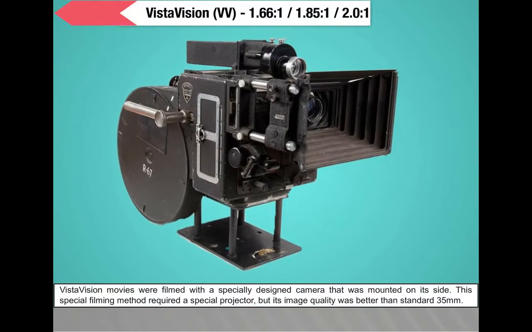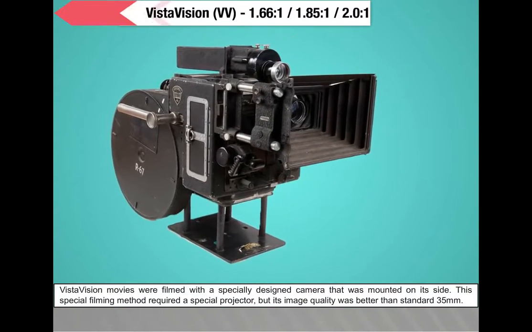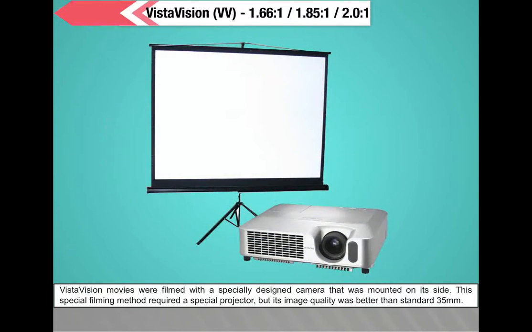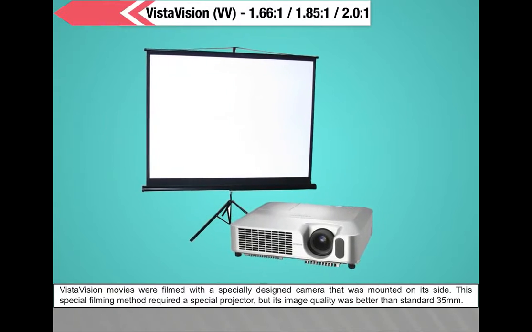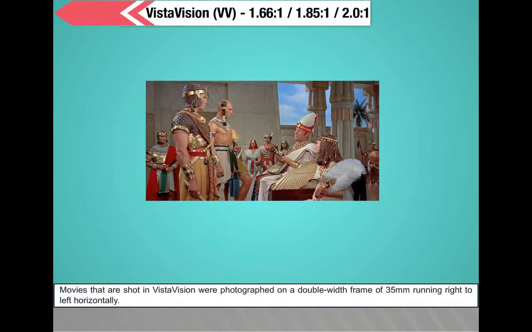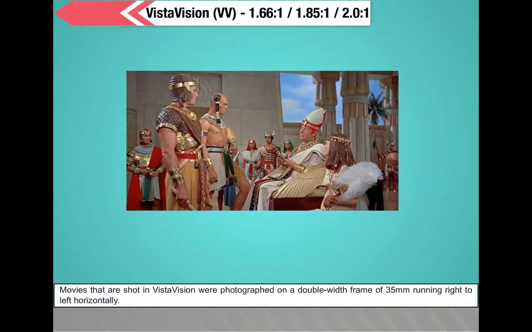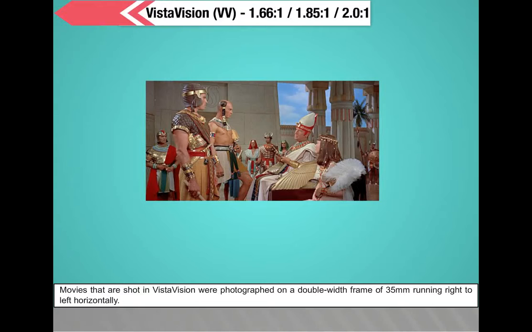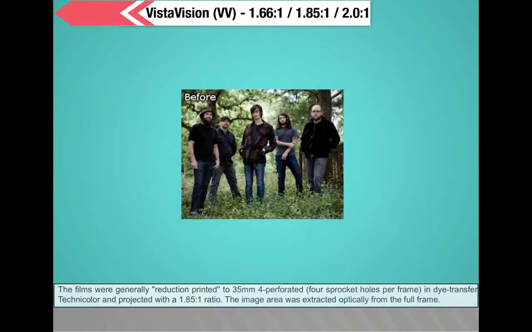VistaVision movies were filmed with a specially designed camera that was mounted on its side. This special filming method required a special projector, but its image quality was better than standard 35mm. Movies that are shot in VistaVision were photographed on a double-width frame of 35mm running right to left horizontally.